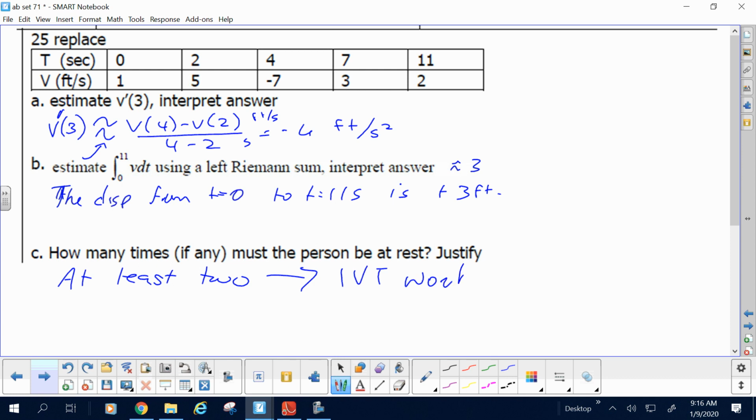Is it the idea you're showing that velocity could be 0 in 2 regions? What 2 subintervals could you have a 0 velocity and therefore at rest? 2 to 4 and 4 to 7. So you would have good work showing IVT, and the keywords would be at least. With me? Other questions?